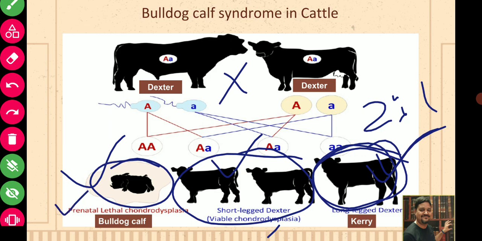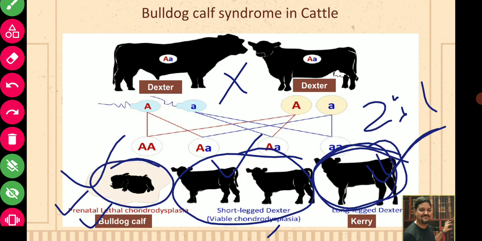and these animals will have prenatal lethal chondroplasia. That means the animal will die in the latter part of pregnancy, and there will be production of a bulldog calf. The animal will look like a bulldog, and there will be a dead animal at birth. So that is called bulldog calf syndrome.